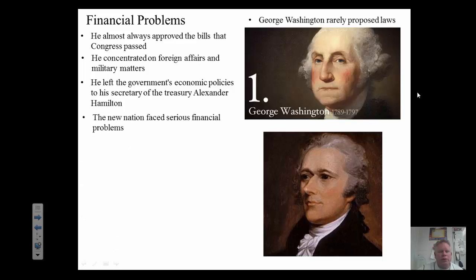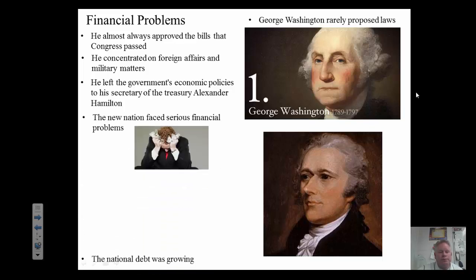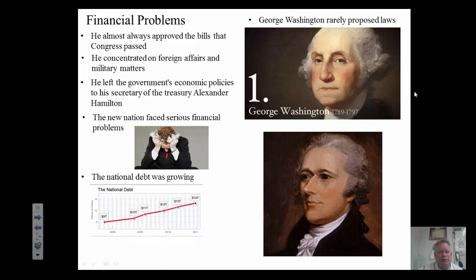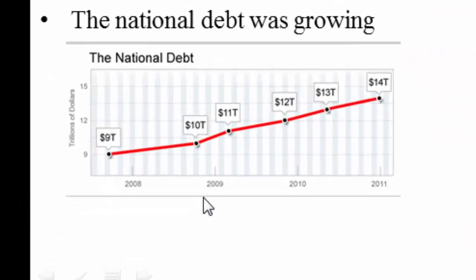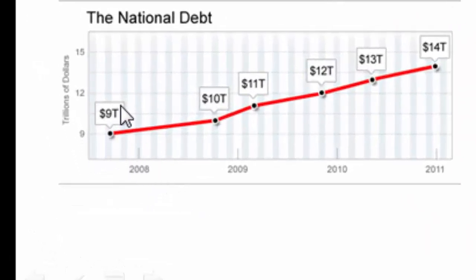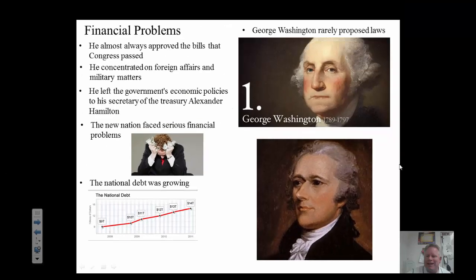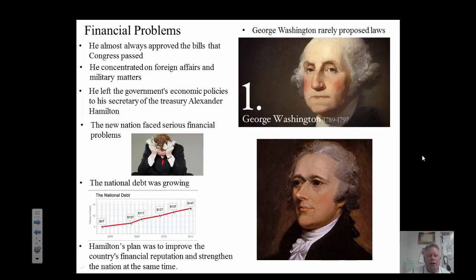The new nation faced serious problems. The national debt was growing. Here's a modern-day national debt chart. You can see in 2008 we owed $9 trillion. In 2011 we owed $14 trillion, and you saw earlier that we now owe $18 trillion. It's very bad. Hamilton's plan was to improve the country's financial reputation and strengthen the nation at the same time.